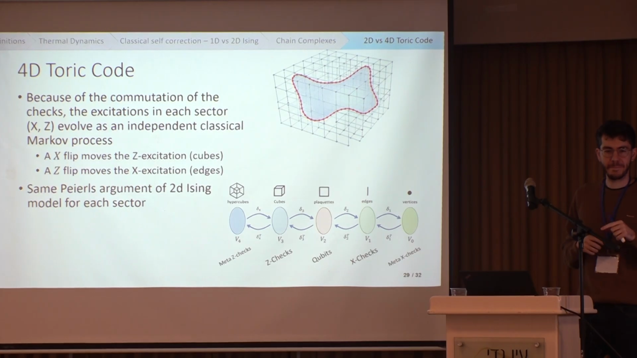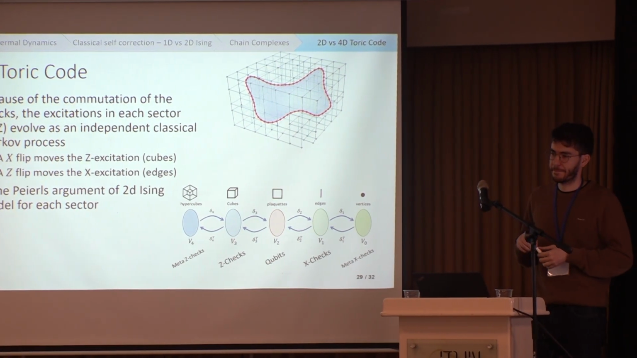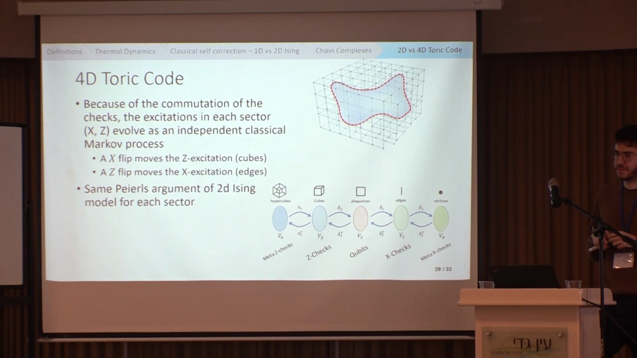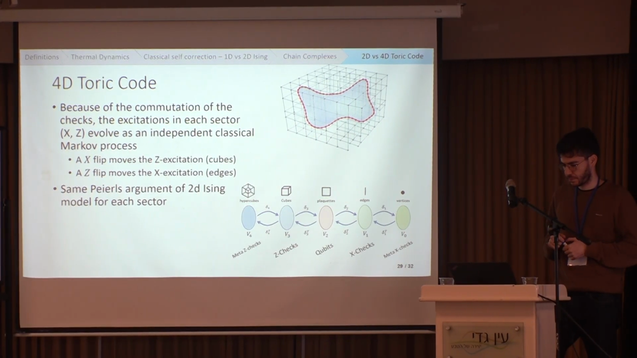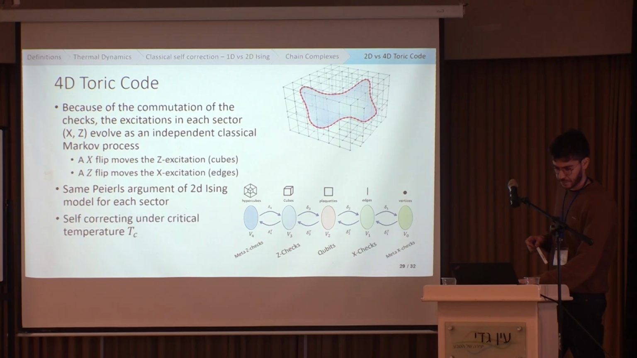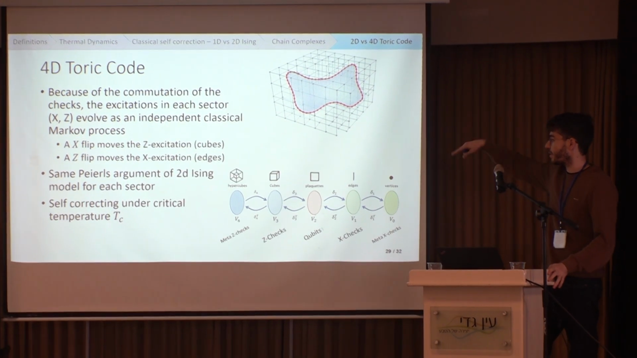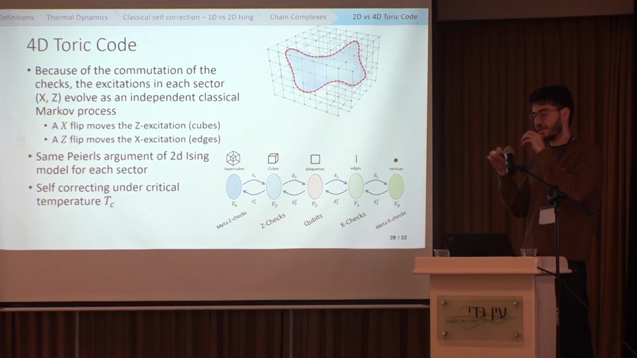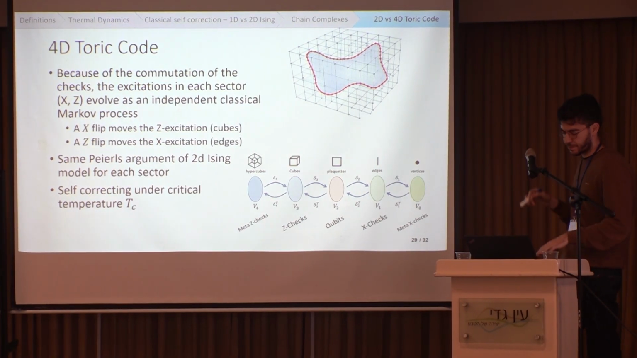But just to say, later in Tali's talk, you will refer to this. I mean, different Hamiltonians correspond to addition. By changing the Hamiltonian, you can add many more checks, and that will increase the robustness. And this again is self-correcting only under the critical temperature, which would be different because the lattice is different and you have a different factor.